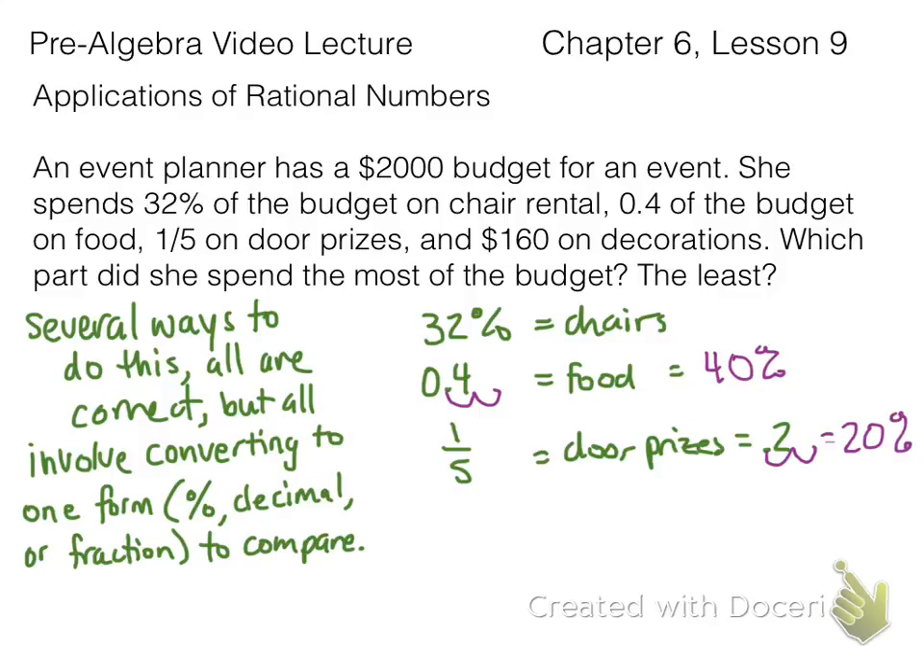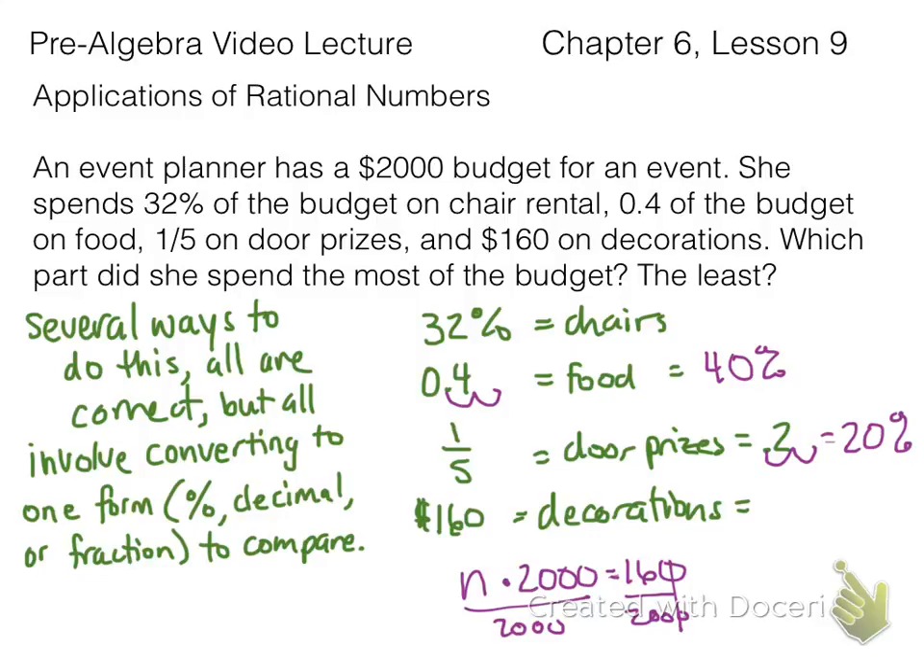All right, the door prizes was 1/5. If you divide 1 by 5, you're going to get 0.2, which is a decimal, and then move it 2 places to the right, and you have 20%. And then $160 on decorations. We need to figure out what percentage that is. If I divide 160 by 2,000, because the percentage times the whole, which is $2,000, how much we have total, equals a part, which is 160, we're going to get 0.08, which turns into 8%. So she spent more on food, then chairs, then door prizes, then decorations.